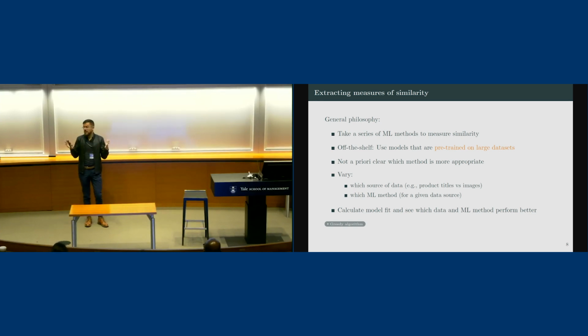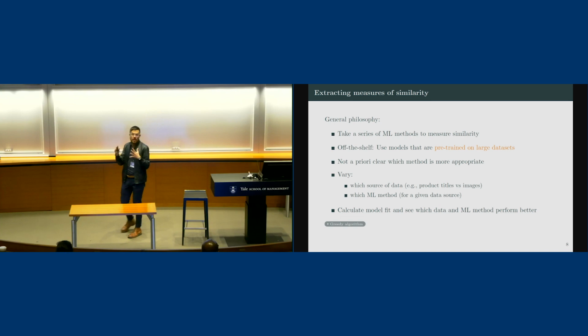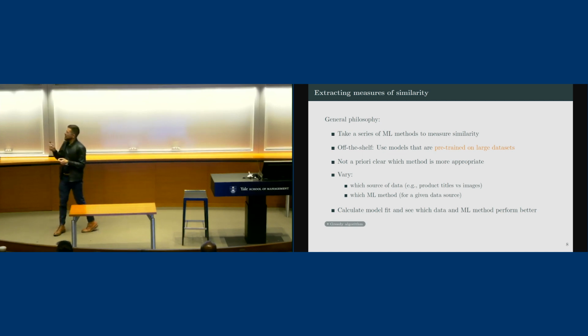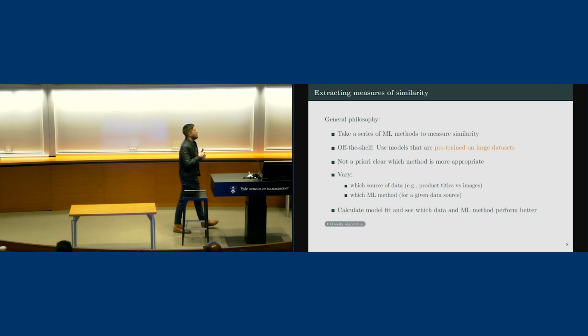So our strategy is to try a number of them and see which models perform better. We're going to try different machine learning models and also different data sources, right? So we're going to apply our approach to text, so product descriptions, reviews, images, and so forth. And we're going to essentially run a racehorse and see which one does better at predicting consumer choices. In the interest of time, I won't talk about this, but to choose among all of these different options, all of these different data sources and ML methods, we're going to run a greedy algorithm that formally picks the one that has the best performance. Happy to talk about this offline.